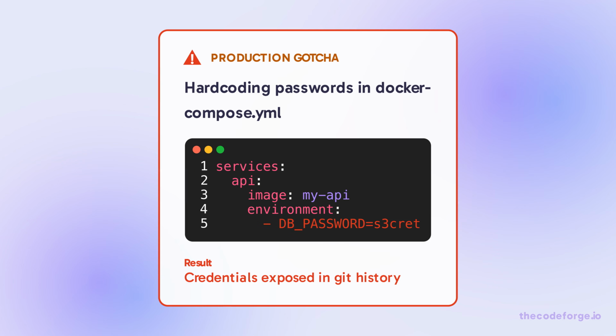Hardcoding secrets in docker-compose.yml is dangerous. If that file ever gets committed to a public repo, your credentials are exposed permanently. Always use env files and reference variables with ${VAR}.